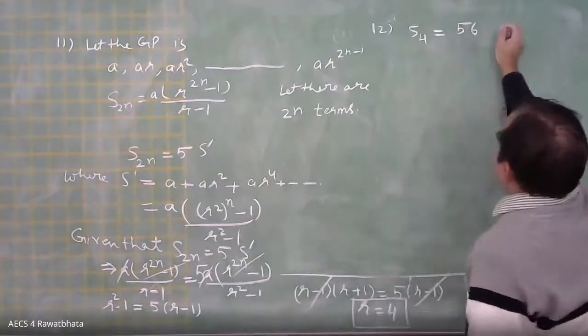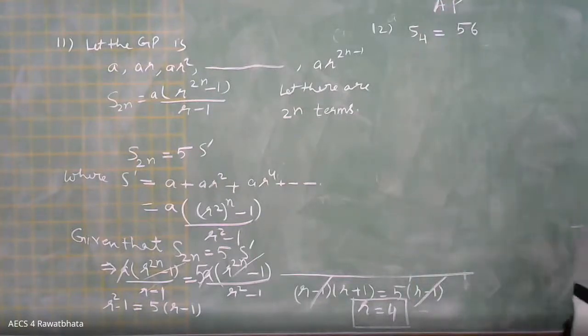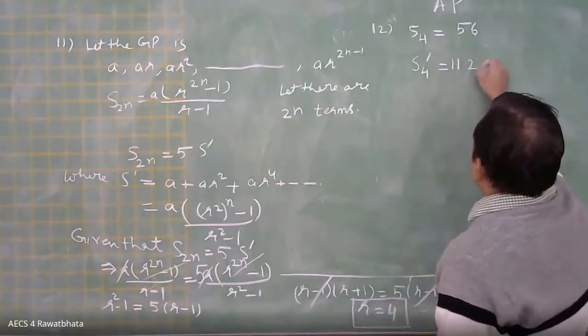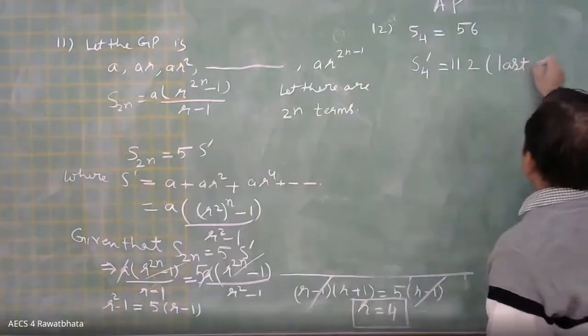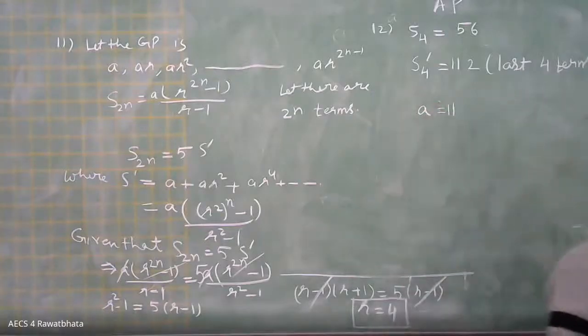And the sum of the last four terms is also, what is that? 112. Okay, let it be S dash. Then what more is given? If its first term is 11. Number of terms I have to find, right? Okay, let us begin. So AP it is. The sum of the first four terms is 56.